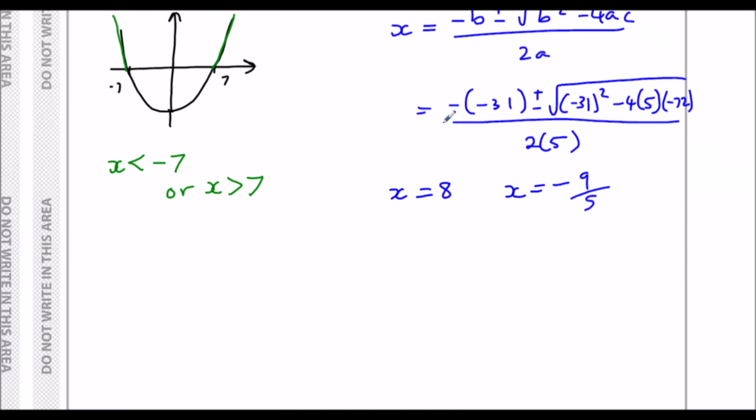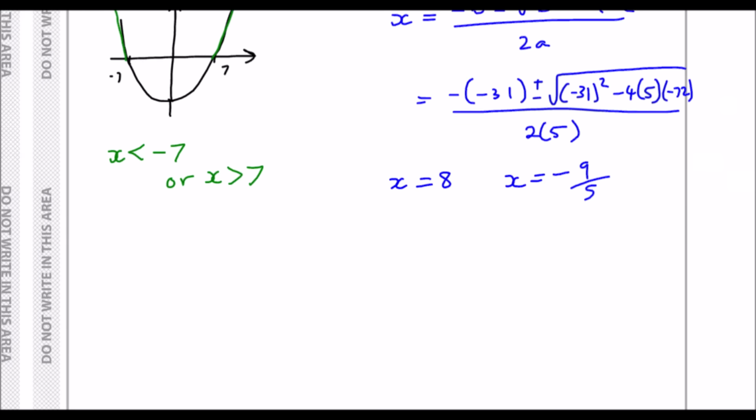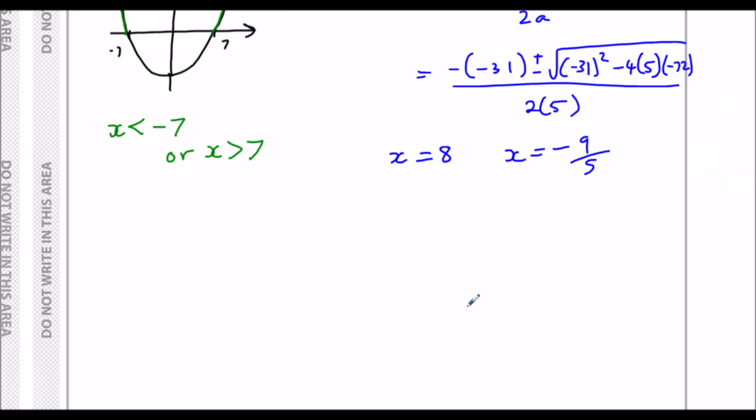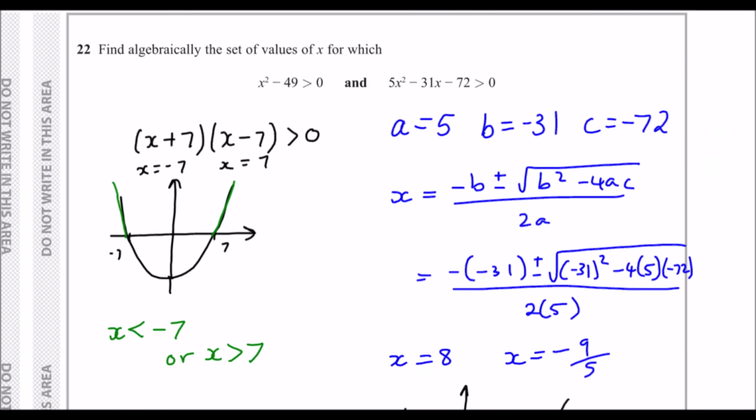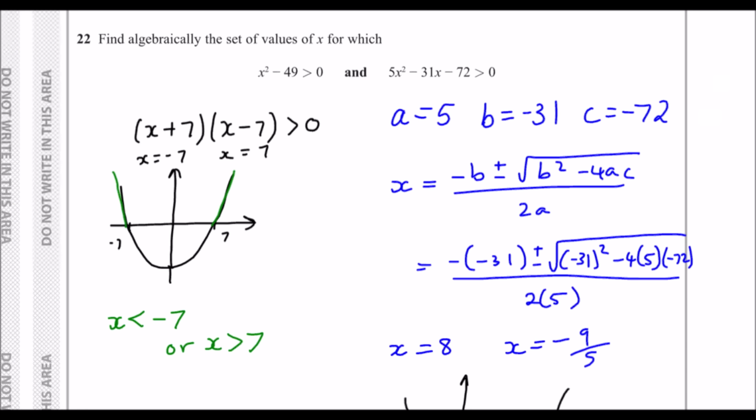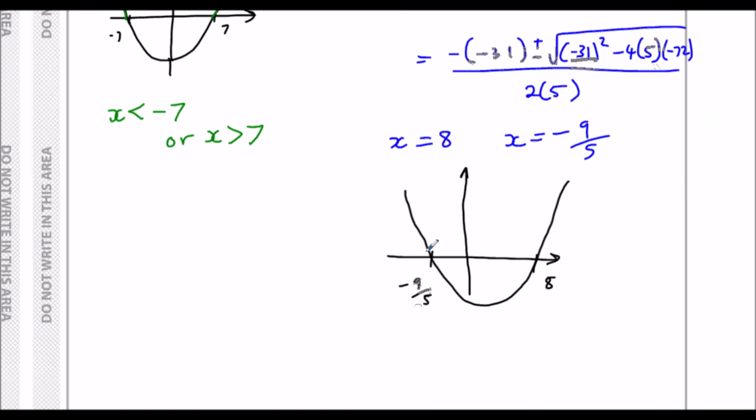So they're the roots there where it crosses the x-axis, and again we're going to have a positive quadratic, so our U-shaped graph. So we've got minus 9/5 and 8. And what do we want to know? Where it's bigger than 0. So it's bigger than 0 when x is less than minus 9/5 and when x is bigger than 8.